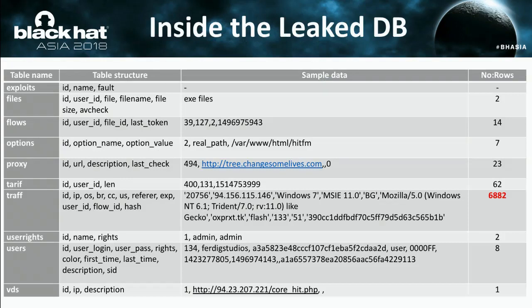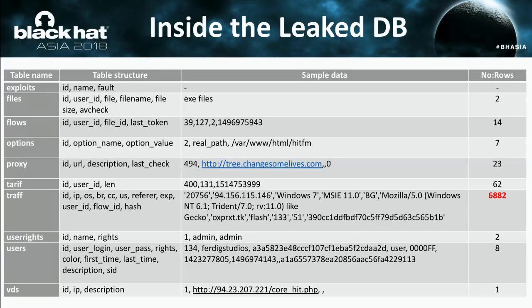So this is what is inside the leaked database of the RIG 2 exploit kit. I summarized the tables here. These are the names of the tables in the database, and this is the table structure, some example data, and the number of rows in each table. If you take a look at this, you will notice that the traffics table contains more than 6,000 rows. This is all about information on the compromised victims.